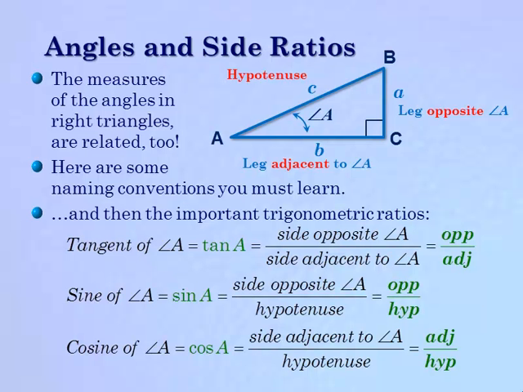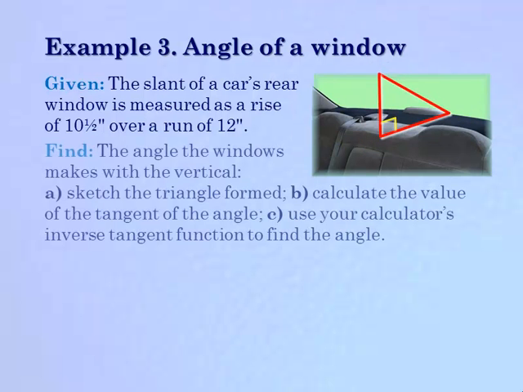So you can see that we've got that triangle pretty well covered. We have the ratio of the legs, the ratio of the opposite leg to the hypotenuse, and the ratio of the adjacent leg to the hypotenuse. So that pretty much covers it for angle A. Now let's look at the use of that in a real-world example. Suppose we have a car rear window which is slanted up, and we can measure how far it rises and how far it runs over that same distance.